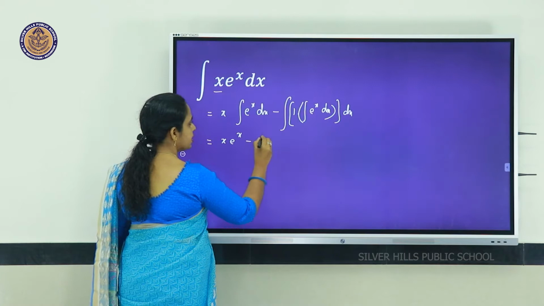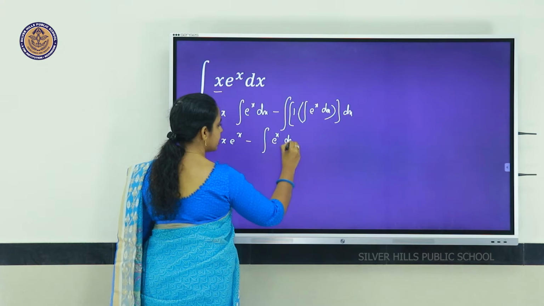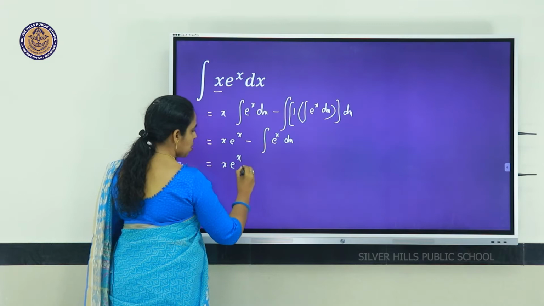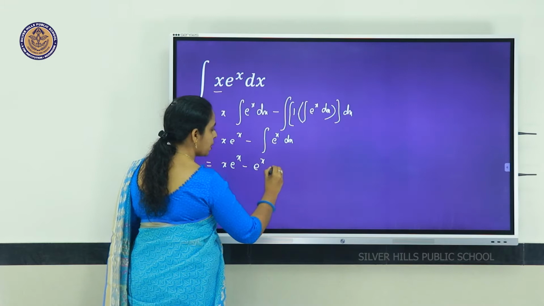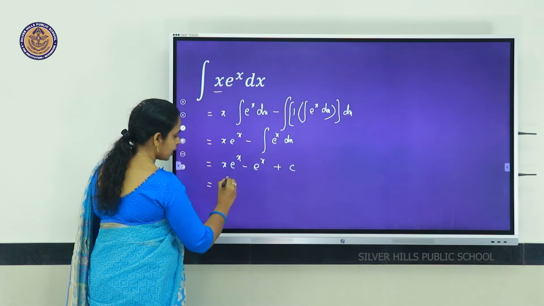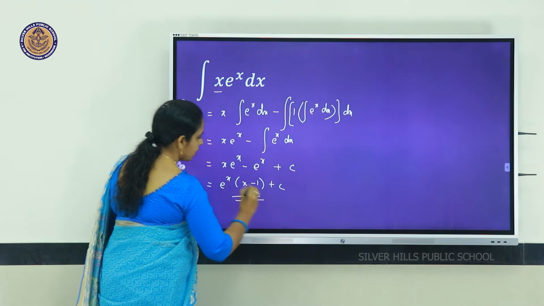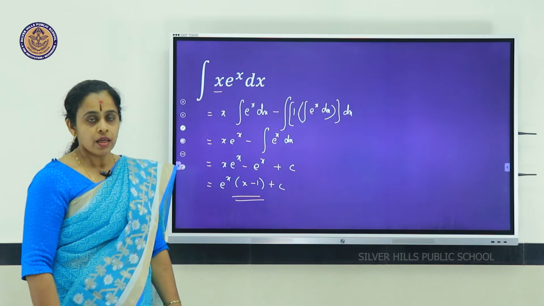Minus integral e raised to x, which is e raised to x, dx. Equal to x e raised to x minus, again, integral e raised to x, which is e raised to x itself, plus a constant c. You can take e raised to x outside: e raised to x into (x minus 1) plus c. The final answer. This was also a simple question. Now, let us do the next question.